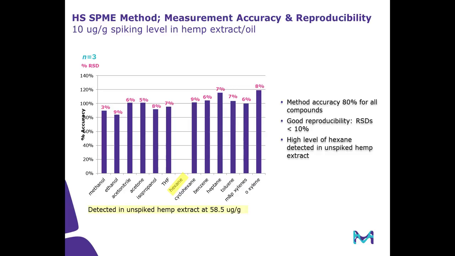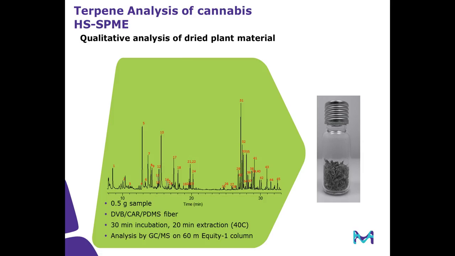For spiked replicates, my recoveries were above 80% for all the compounds, and my RSDs were very good. I got very good reproducibility. They were below 10%. Now, hexane is missing from my bar chart here. That is because I detected hexane in my unspiked hemp extract at 59 parts per million. So obviously I know what they use to make that extract with.